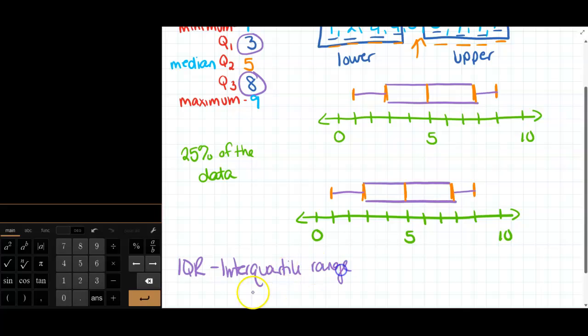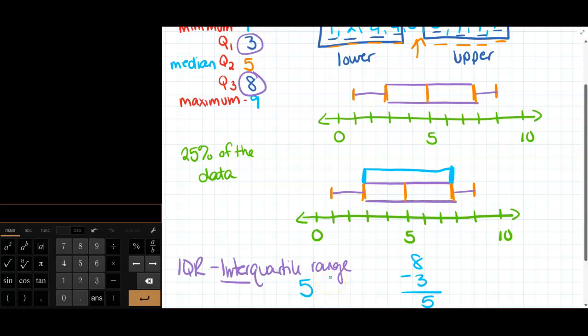range. Okay, so we already talked about quartile, how it's like a quarter of something, right? Well, inter means between. So interquartile is going to be between quarters. So what we're looking for is the distance between quarter one and quarter 3. Okay, if you want to find the distance between them, the easiest way to do that is to subtract. Quarter 3 is 8 and quarter 1 is 3, so I want to subtract. So my interquartile range is 5.